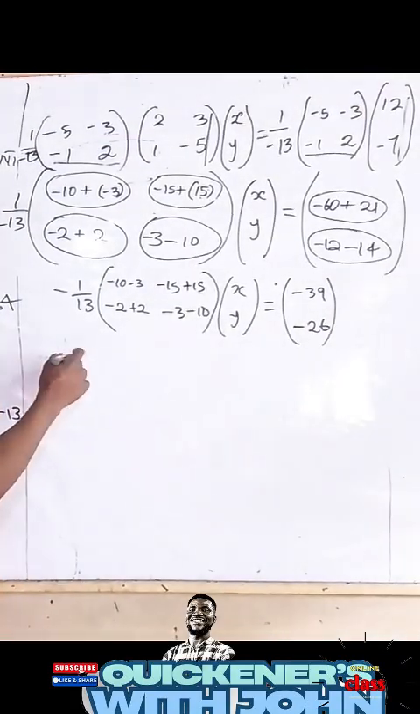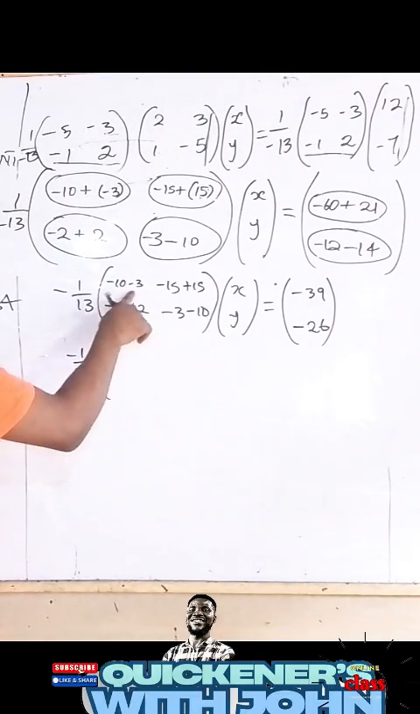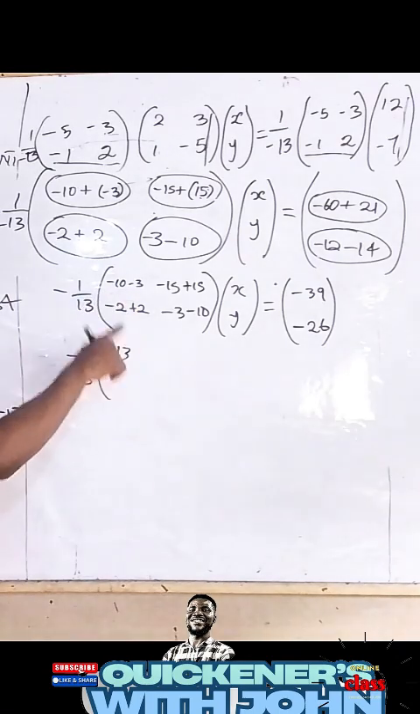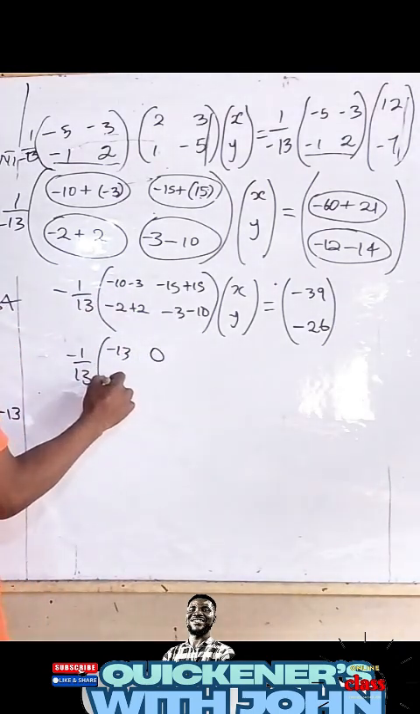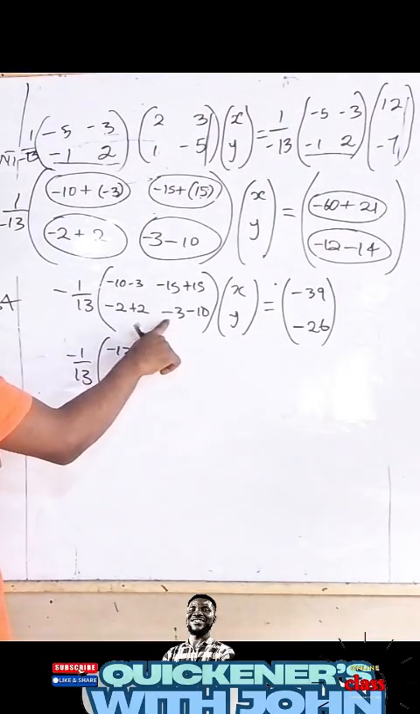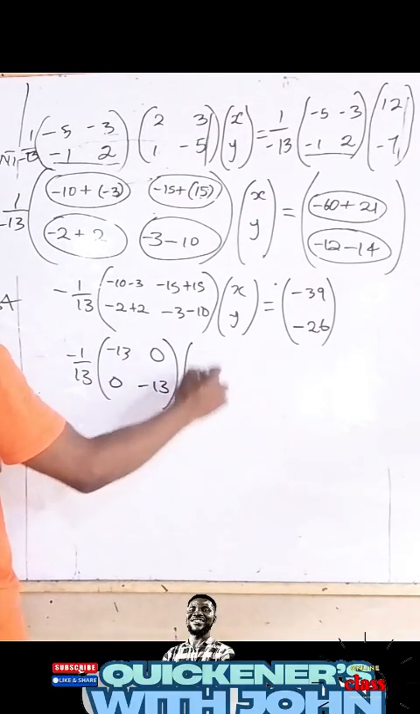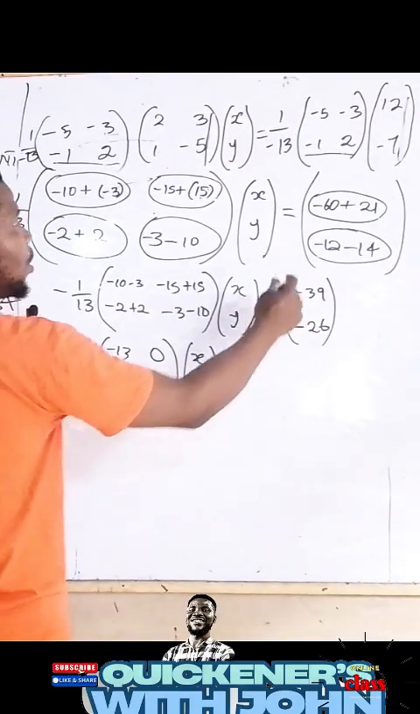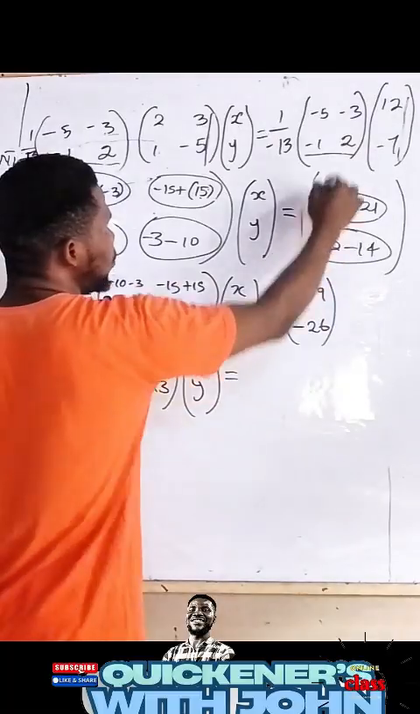Alright, so now, minus 1 over 13. So I have minus 13 here: minus 10 minus 3, that's minus 13. And this is 0 here again. Minus 2 plus 2, that's 0. Then minus 3 minus 10, that's minus 13. Did you see that? Then I have S, Y. Then I have my what? Remember we have 1 over, sorry, I skipped something here. We're supposed to write it there.